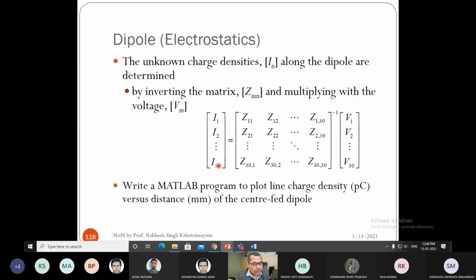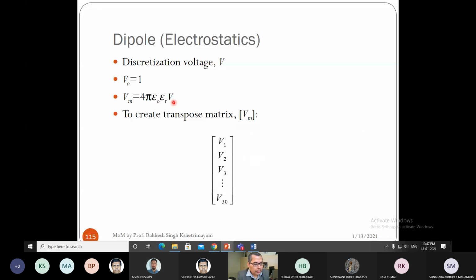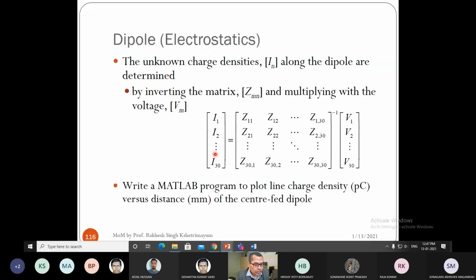I know everything. I know this. What is B? B is 4 pi epsilon 0 epsilon r times V0. I know this. I can find out I1, I2, I3, and up to I30. From there, I can plot the line charge density on the dipole. This is an electrostatics example.